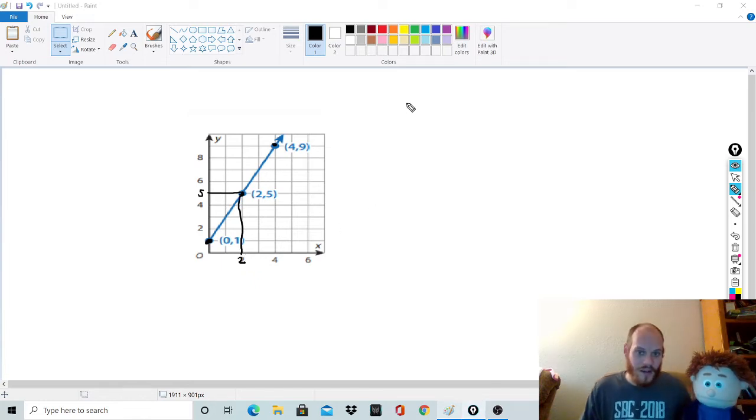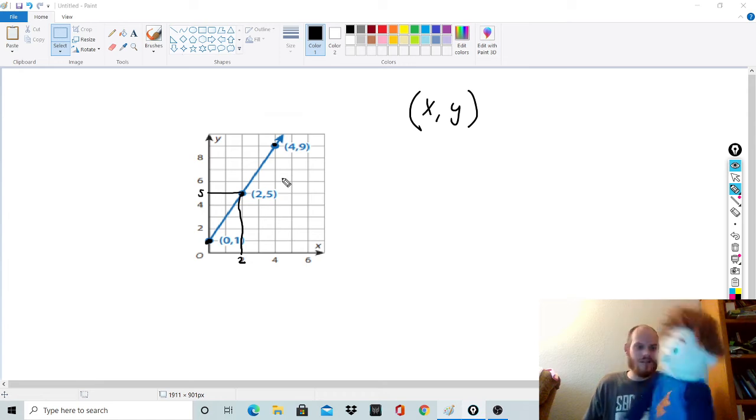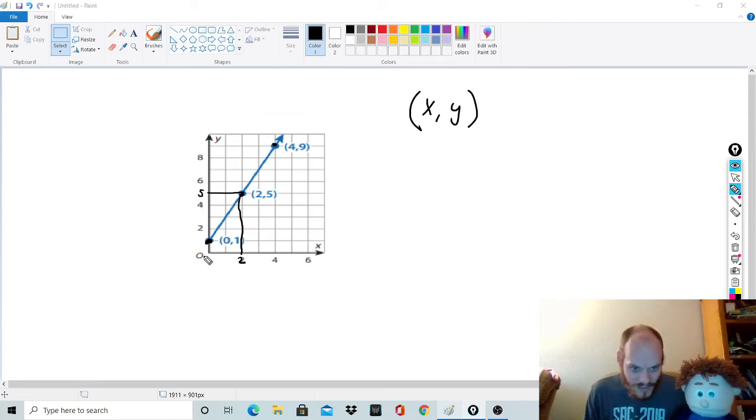Now you have to remember, on points, the order is always x, y. So notice this point is 2, 5. It's because x and y always go first. X always goes first. So I'm going to go here. I'm going to go 2 and go up 5. You with me on that? Yeah, I got it.